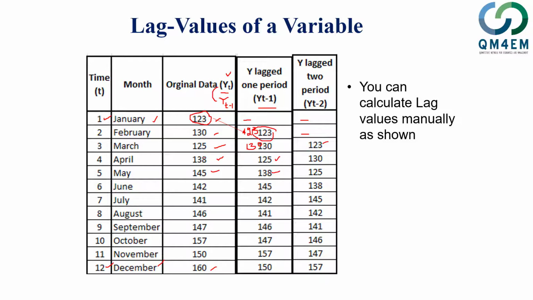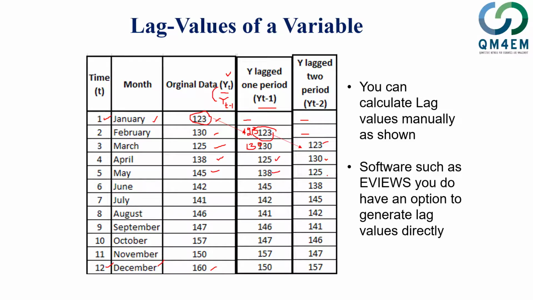That's 2 lags. So for March, you go 2 months back in period. For April, you again go 2 months back, so you get the value of February, and so on. It continues. That's the lag value for 2 time periods. Now, don't be confused about how difficult it would be if you have thousands of data points and you have to calculate that. The software has a built-in mechanism for calculating these values directly for you.